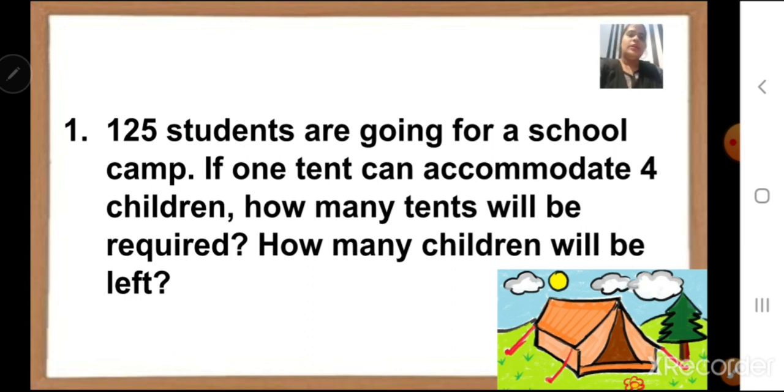Now here, children, understand what they have asked us and what the question is. So, what is given, children, is that 125 students are going for a school camp. So, the total number of students who are going for the school camp is 125. This will be your first statement, the total number of students. Next is, if one tent can accommodate 4 children.